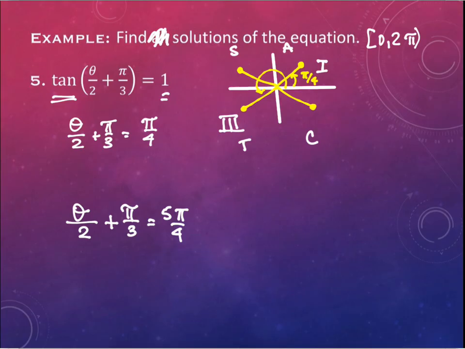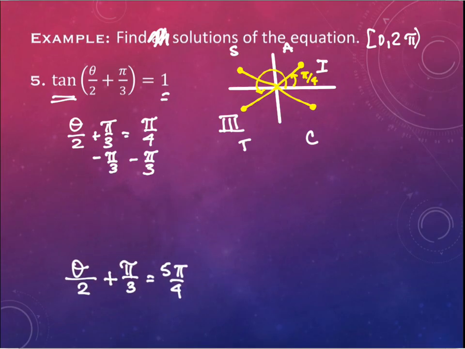So you want to subtract pi over 3? Is that okay with everyone? Okay. So we're going to move the pi over 3 to the other side. So that leaves me with theta over 2 on the left. And then what do I have to do in order to subtract these? Get a common denominator. You agree?